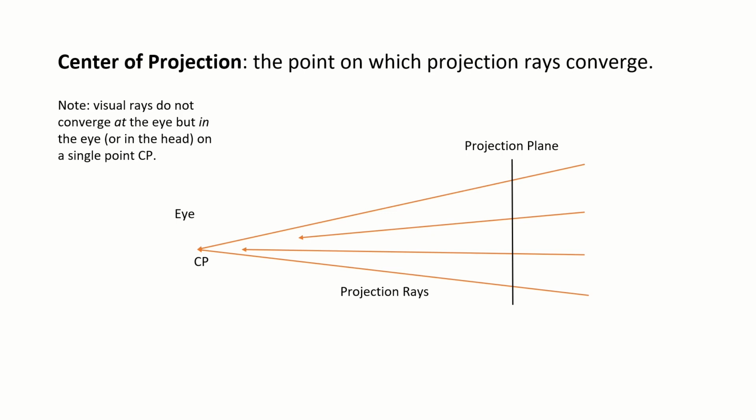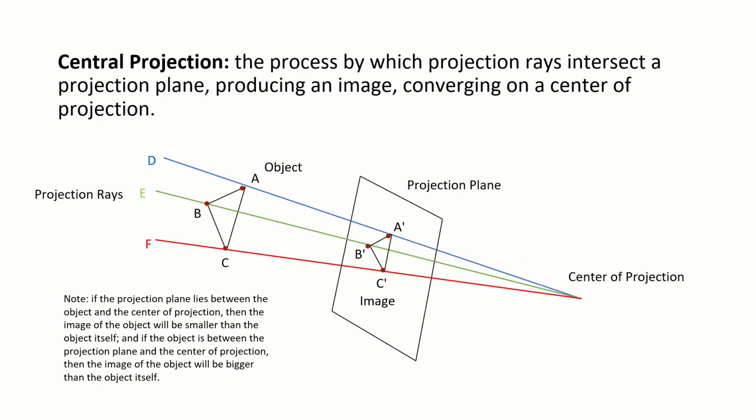The point on which projection rays converge is called the center of projection, or the CP. This entire process by which projection rays intersect a projection plane, producing an image, and converging on a center of projection is called central projection.